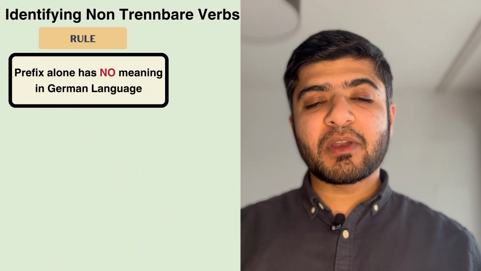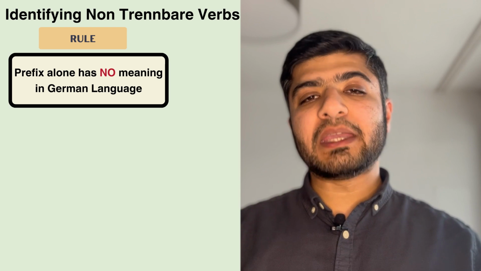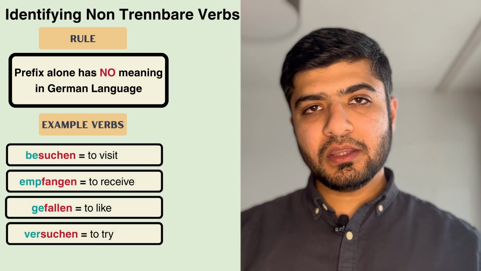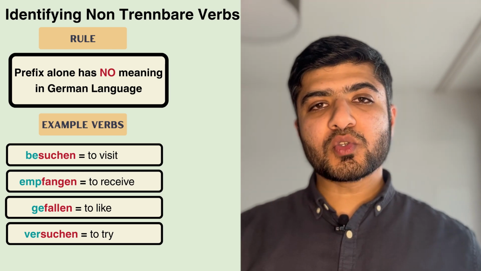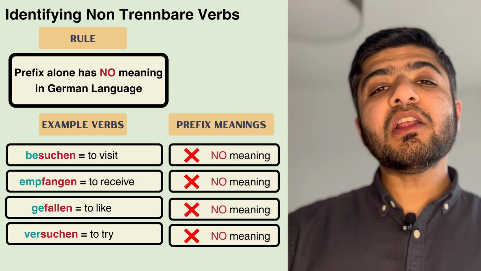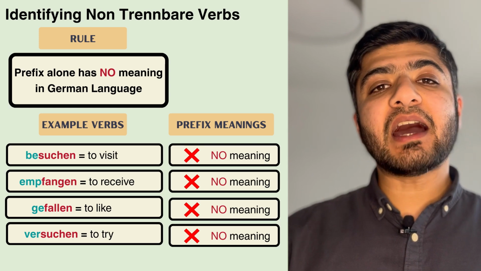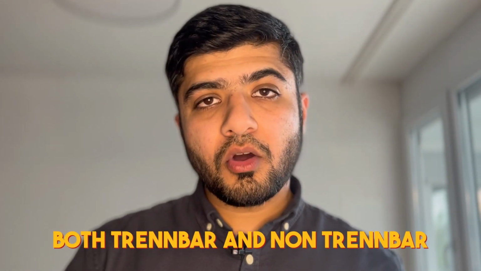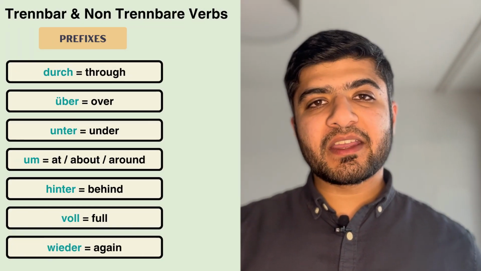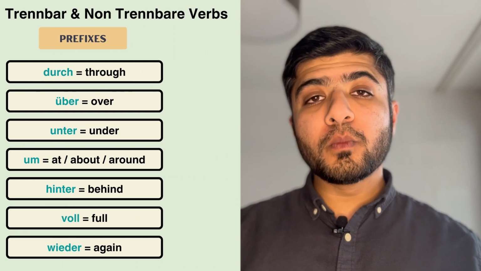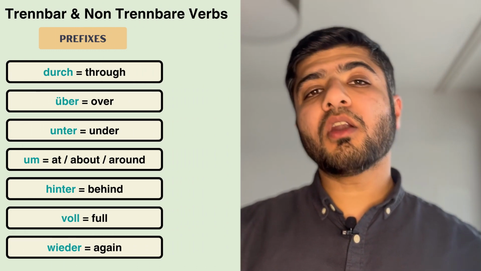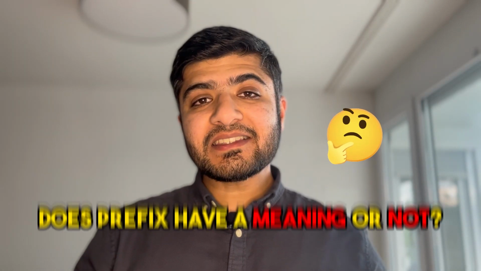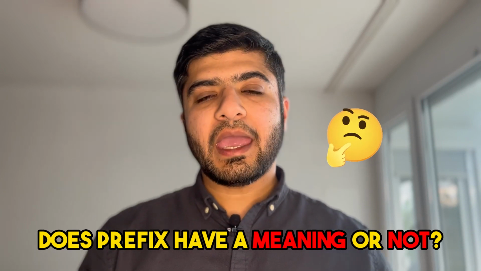Now let's see how you can identify verbs which are not Trennbare. In this case, the prefix alone has no meaning. Some example verbs are besuchen, empfangen, gefallen, versuchen, etc. The prefixes of all these verbs have no meaning when they are used alone. There's also a third case of verbs which could be Trennbare or not Trennbare. So verbs with prefixes such as durch, unter, über can be Trennbare or not Trennbare verbs. So whenever you see a verb, ask yourself, does the prefix alone have a meaning? In this way you can identify whether the verb is Trennbare or not Trennbare.